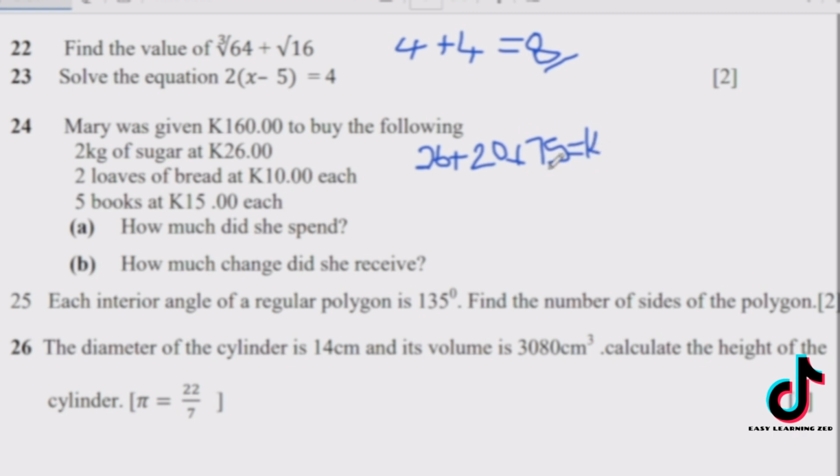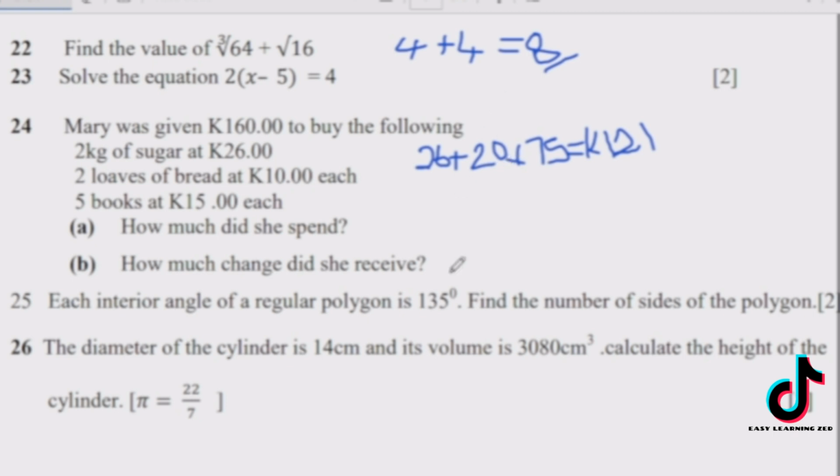Okay, so first what we need to do is when we add this to this, it's going to give us 95. Then 95 plus 26, so we consider 20, it's going to be 115. 115 plus 6 is 121. Okay, 121 kwacha. So what I've done is 26 plus 20 will give me 46 kwacha. 46 kwacha plus 75 will give me 121 kwacha.